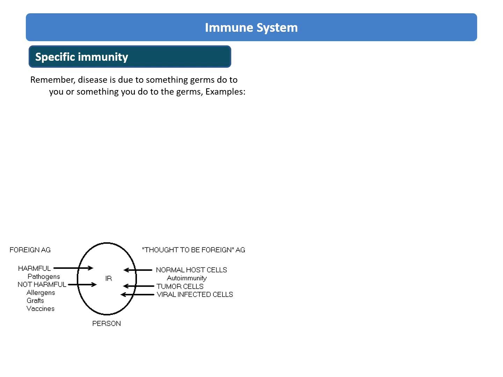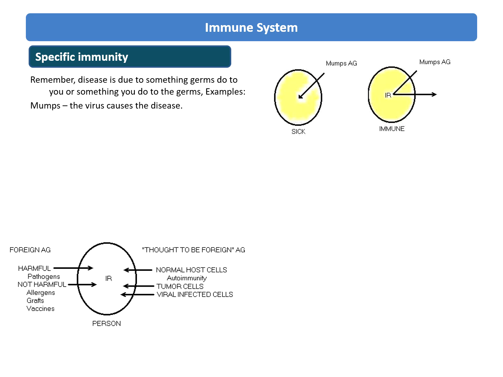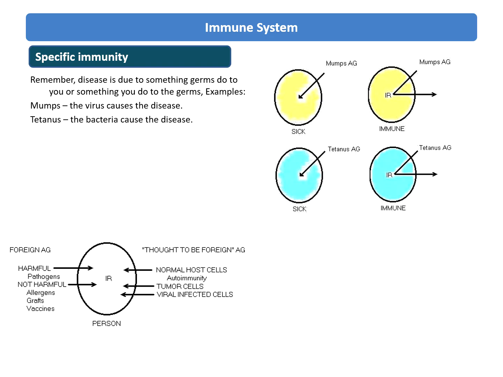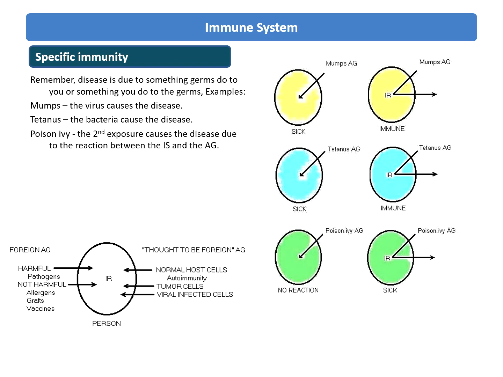Remember now, a disease is due to something germs do to you or something you do to the germs. Mumps is an example. The virus causes the disease. When you're exposed, you get sick. Tetanus is another example. The bacteria that causes tetanus makes you sick. An immune response will be mounted to get rid of the tetanus bacterium. However, there's a catch. We'll come to that in a moment.